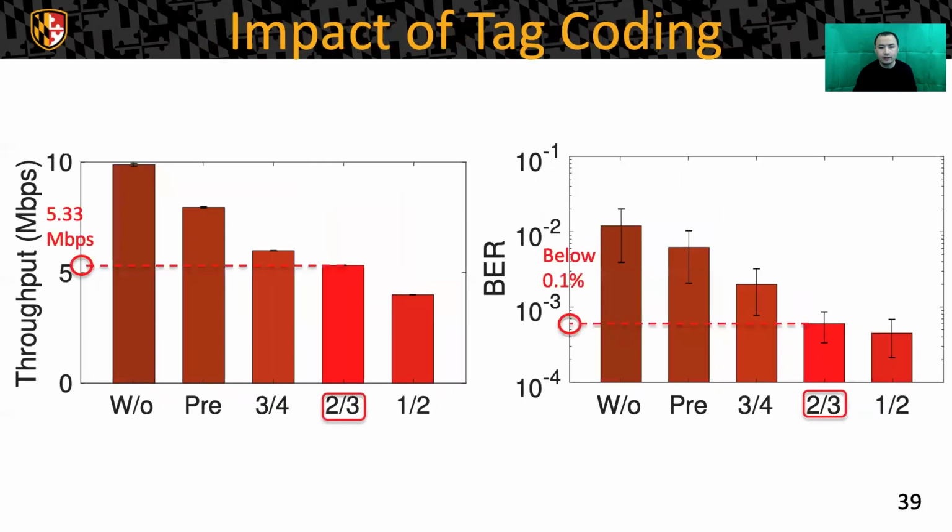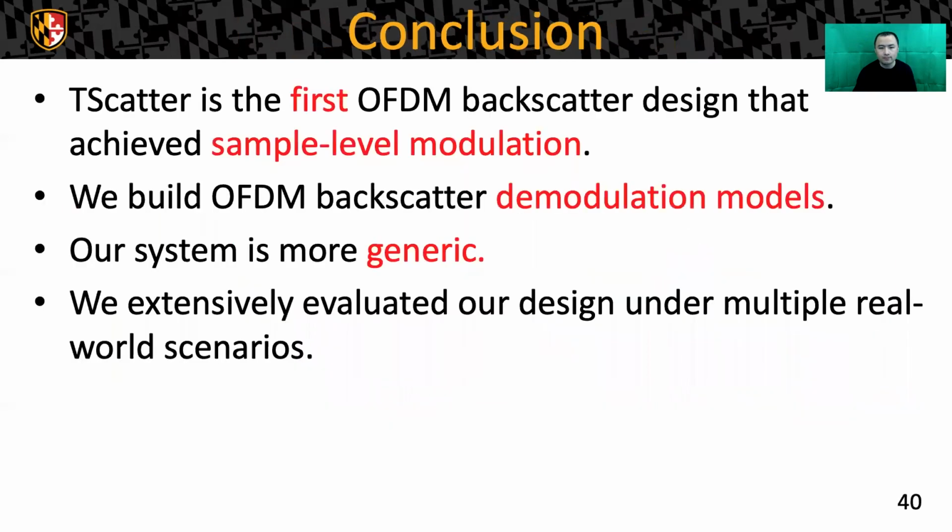Finally, we evaluate our design under several different coding schemes. From the figure, we can observe that when the code rate is up to 2/3, the bit error rate is lower than 0.1%, and the throughput is as high as 5 Mbps, which provides reliable high throughput communication.